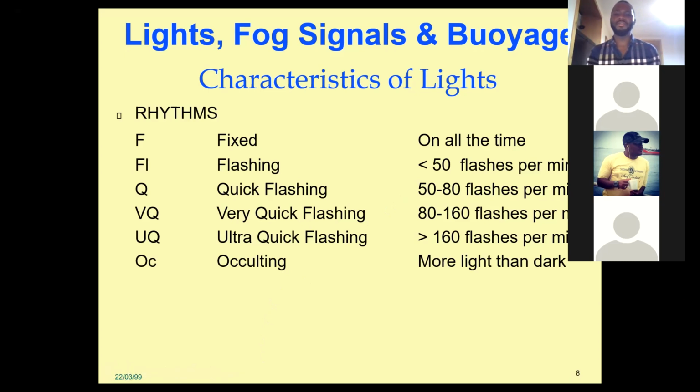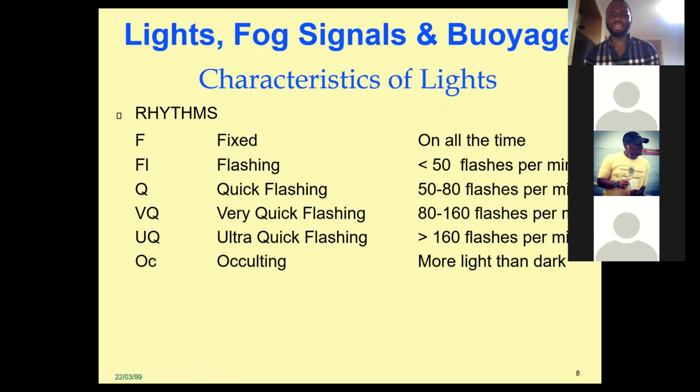And now we have occulting, and this was another very confusing part as well. Let me check the charts now. Very quick or quick continuous white light. Thank you, Kelvin. Very quick or quick continuous white light. That is for the north cardinal mark.